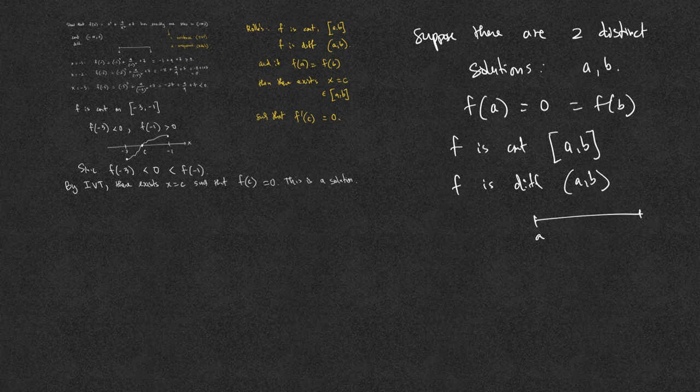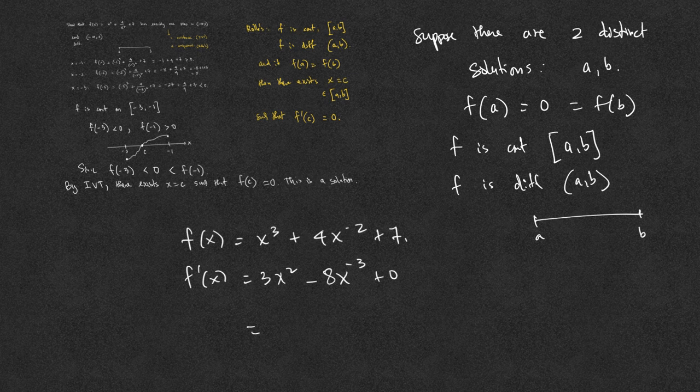What are a and b? a and b are the two zeros that we assume here. And then f of x is given by x cubed plus 4x to the negative 2 plus 7. Then f prime of x is 3x squared minus 8x to the negative 3 plus 0. And this is 3x squared minus 8 over x cubed. If we factor out x squared, then we end up with 3 minus 8 over x to the 5th. Now remember that x is in the restricted domain from negative infinity to 0, so x is negative. If x is negative, then 8 over x to the 5th power is negative, and the negative of a negative is a positive number. And so this factor is positive, x squared is always positive, so f prime is always positive.